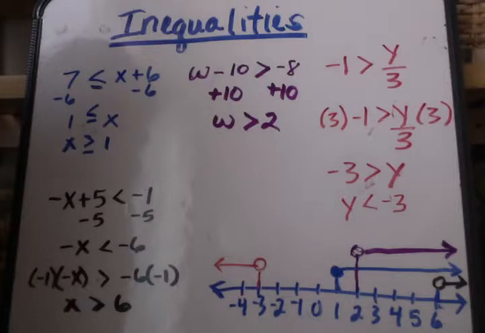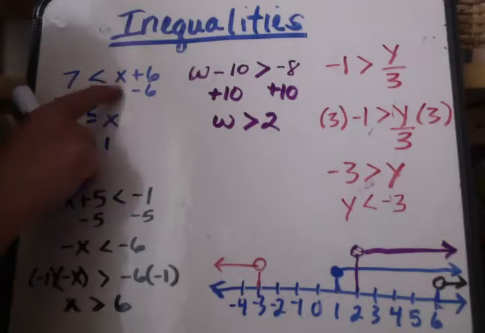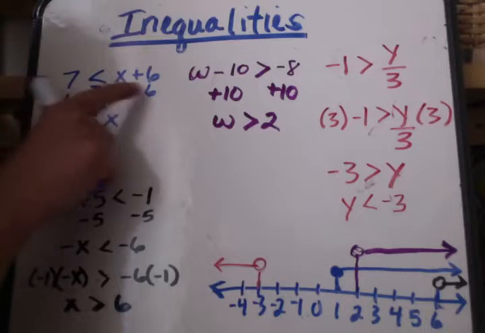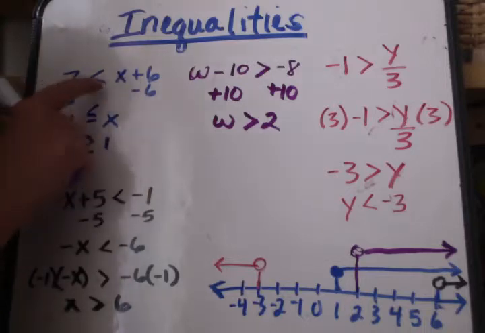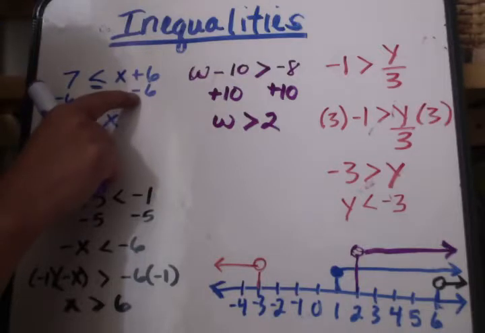And the other reason we would flip the sign is just by swapping the variable and number and making it more readable so we can graph it. So let's look at these examples. Here's my first one. 7 is less than or equal to x plus 6. In this one, what we would do normally, and you can think of it just as an equal sign here, I have a plus 6 here. I do the opposite, which is subtract 6 from both sides.